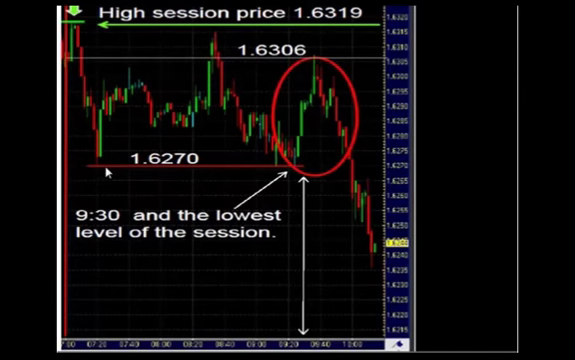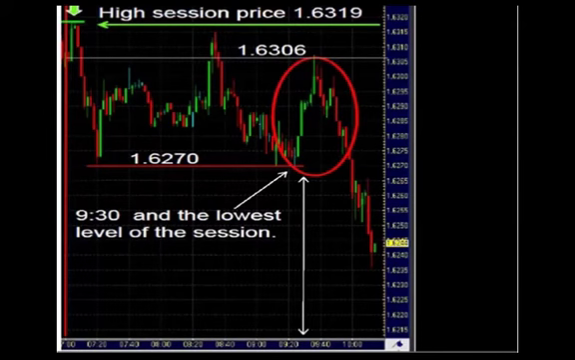Now take a look at the price movement after we made a new low of 162.70. The price movement started going back towards the middle ground, eventually looking to move higher, but it did not break the session high. Eventually, it did come back down past 9:30 in the morning to break the lowest level of 162.70. This is what we look for in order for us to determine the trend in the market, or to give us a better idea of the market's direction.